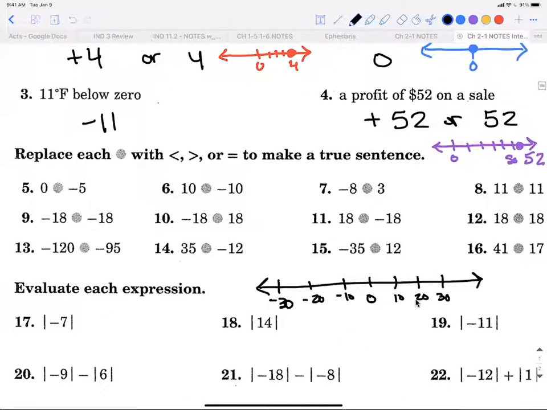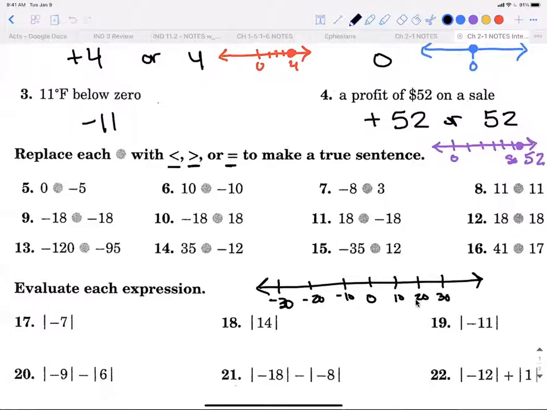So it says replace each little shaded circle with either a less than, a greater than, or an equal sign. So you have to decide. Okay. And we always read math left to right. Is 0 less than, greater than, or equal to -5? Briley, what do you think?